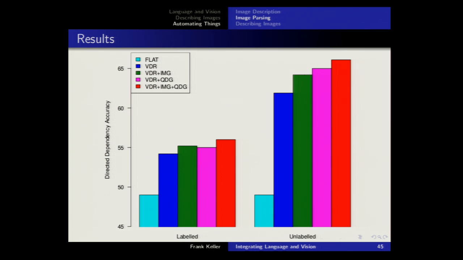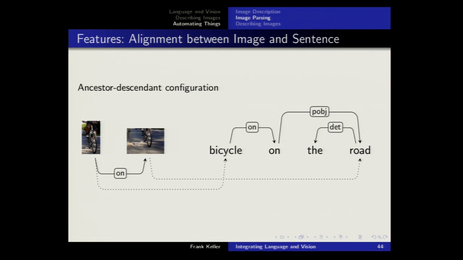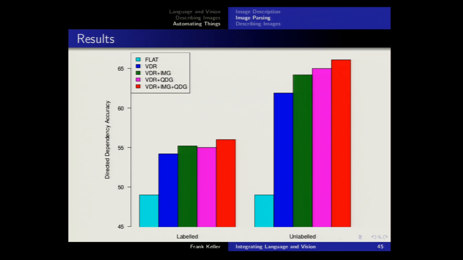This goes up once we add image features. Then if we add these configurational features here, which are called QDG features, that gives us an improvement. And if we do everything together, then we get around 56%, slightly less in total. Or if we just count unlabeled dependencies, then it goes up to 68 roughly. Okay, so we have now automated the task of taking an image and the objects in the image and producing one of these VDRs, right?